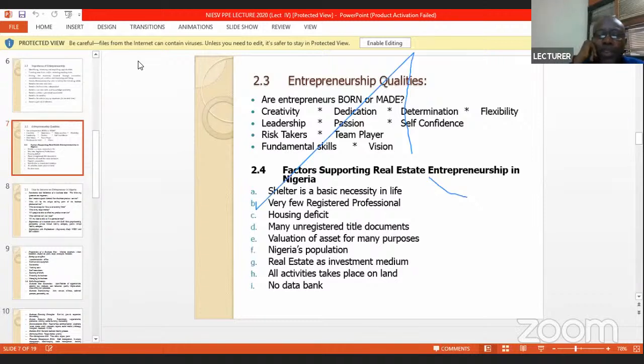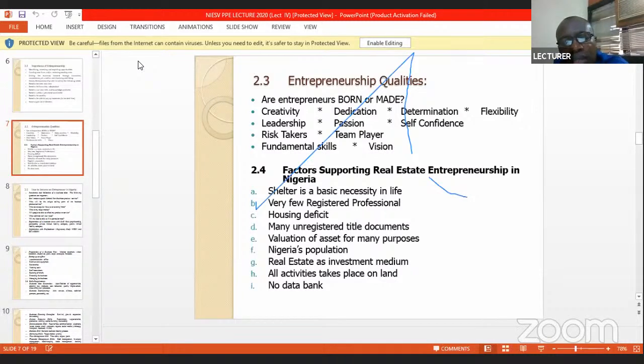Another supporting factor to your being an entrepreneur is the Nigerian population. We have an open market, a very, very large market, a market of about 200 and something million people. It requires a lot of entrepreneurs to meet up with the needs of the people.